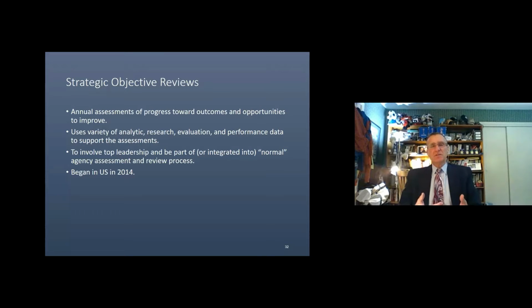What the strategic objective reviews do is, as you can see, they're annual assessments of progress towards the outcomes and opportunities to improve. They bring the full body of evidence and information together: analytic, research, evaluation, performance data, civil society organization reviews and perspectives, other government data. It's really sitting down in a very direct way and saying, to use that prior example, where are we on reducing the incidence of foreclosure? Foreclosure is people who can't pay for their housing and therefore are thrown out of it, basically. Where are we on reducing foreclosures?